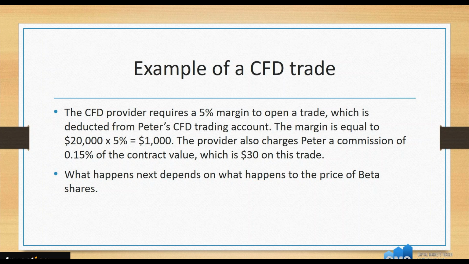The provider also charged Peter a commission of 0.15% on the contract value, which is $30 on his trade, because shares are traded at the share value price. What happens next depends on what happens to the price of Beta. Now, Peter's tied up his 4,000 shares at $5 a share. It's cost him $30 for his trade. The $1,000 margin is not a cost. It's just a deposit. It gets credited back to your account.